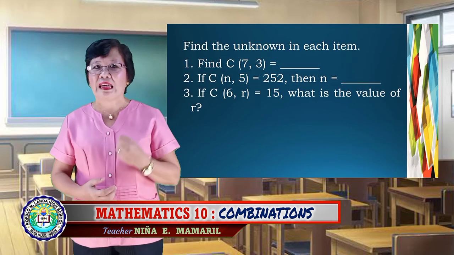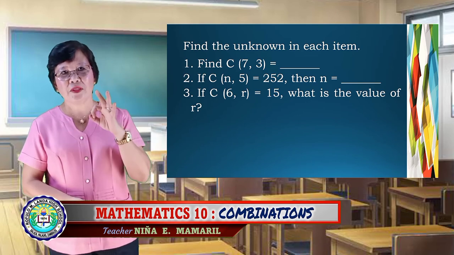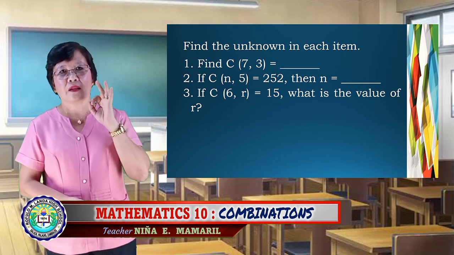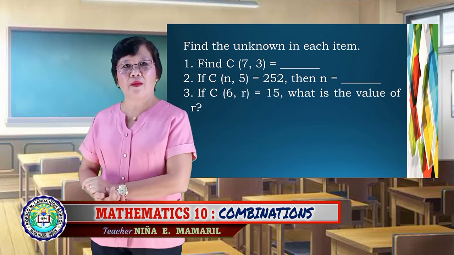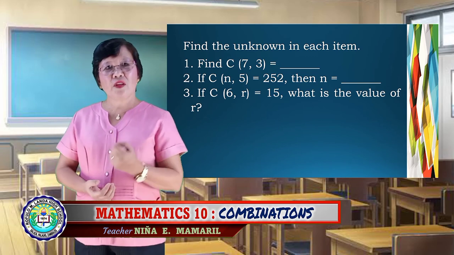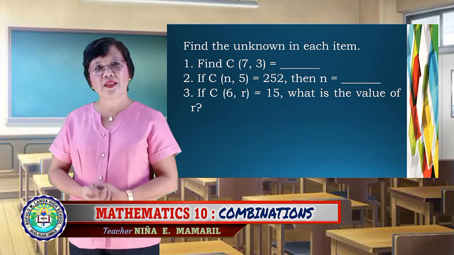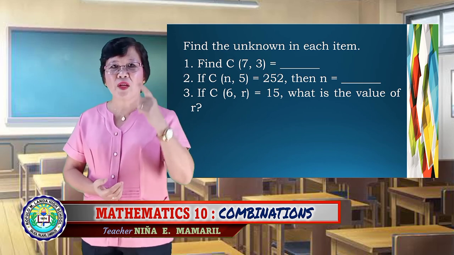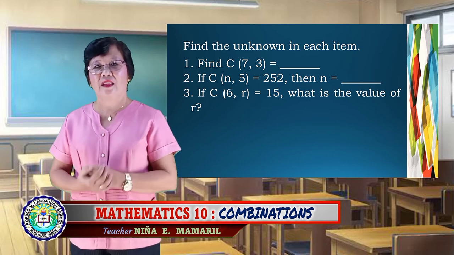Find the unknown in each item. I will give 3 items in this guided practice number 2. Okay, let us have now number 1. Find C wherein n is 7 and r is 3. Unknown is C.